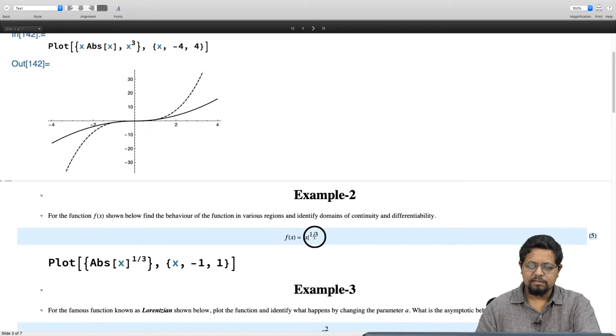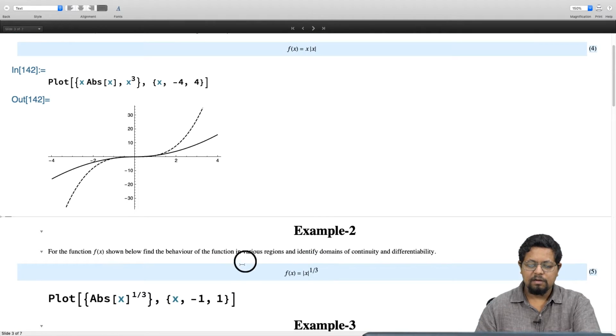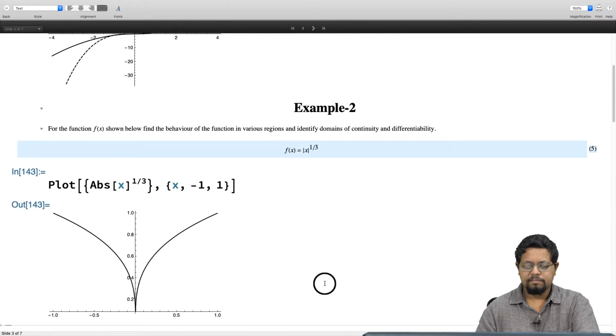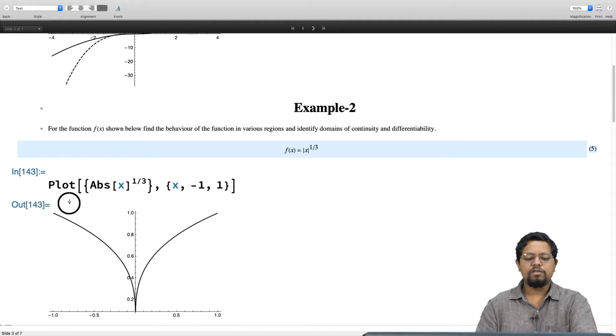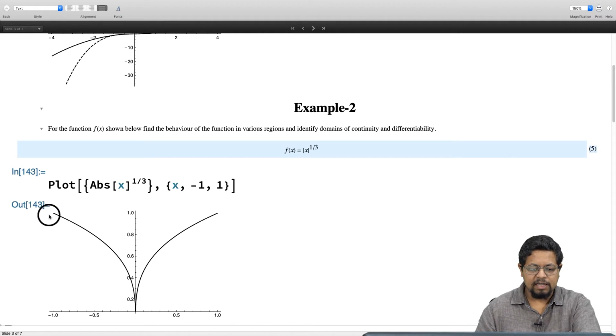Let's take the second example. Let's take the function absolute value of x to the power 1 by 3, and let's find out the domain of differentiability and continuity for this function. Is this function continuous and differentiable everywhere? To do that, let's go ahead and plot this function. When we plot this function, we see that it forms a cusp at x equal to 0.